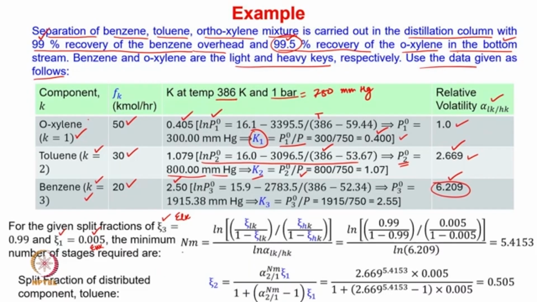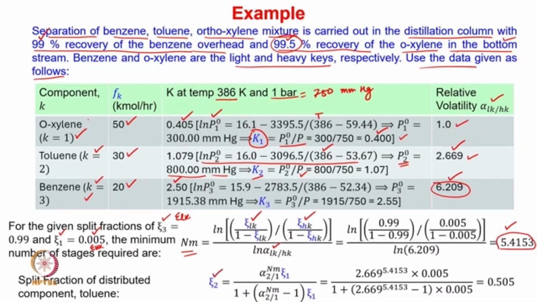Now with this, in this equation everything is known. We know zeta Lk, we know zeta Hk, we know the relative volatility of the light key component with respect to the heavy key component. So we can put all these values. By putting all these values, what we get is the minimum number of distillation stages, or number of trays required, which is 5.4153. This is the famous Fenske equation. By using this number of stages, we can now calculate the split fractions for different components.